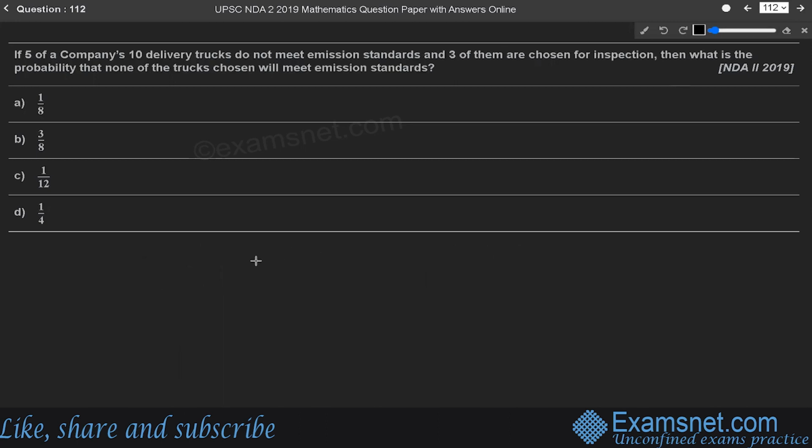Next question is, if 5 of a company's 10 delivery trucks do not meet emission standards and 3 of them are chosen for inspection, then what is the probability that none of the trucks chosen will meet emission standards? So, the required probability will be 5C3 divided by 10C3. So, it will be 5 into 4 into 3 factorial divided by 10 into 9 into 8. So, now cancelling these terms, 4 and 8 will be cancelled and 5 and 10 will be cancelled.